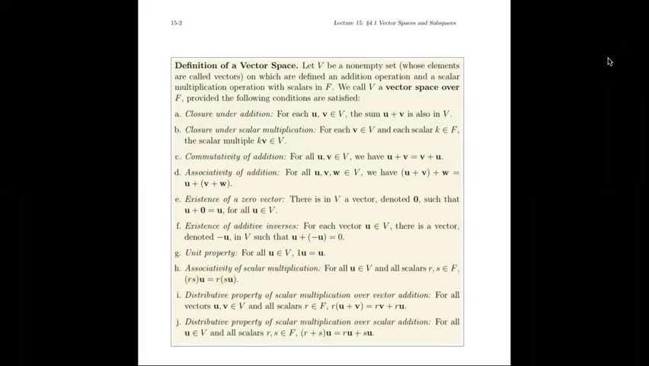Associativity of scalar multiplication, as is here. Distributive property of scalar multiplication over vector addition. So scalar times the sum of vectors is distributed. And then distributive property of scalar multiplication over scalar addition. So we can do something as follows here. All 10 of these conditions have to be met for a space to be a vector space, which means to prove that a space is a vector space, we have to actually confirm all 10 of these.